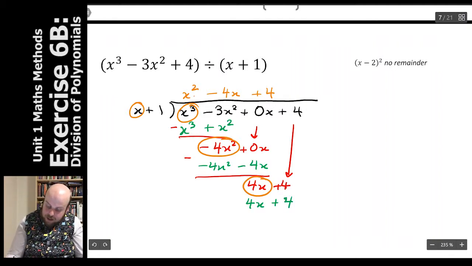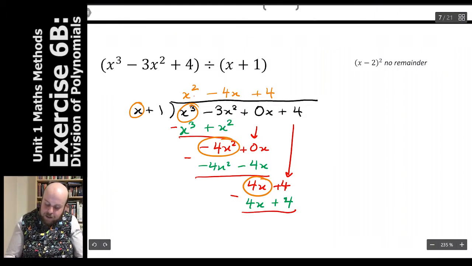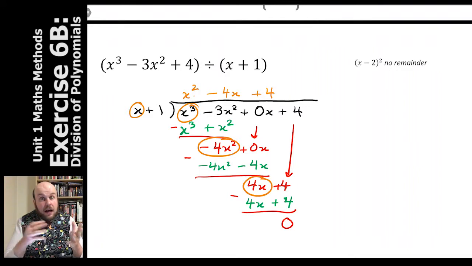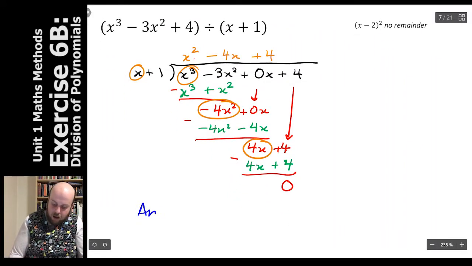Oh, silly me, I dropped that 4 from up there. When I carried down the 4, I accidentally wrote a 1 instead of a 4. So 4x take away 4x is 0. 4 take away 4 is 0. So hurrah, we finally did a division that has no remainder. So my answer, I've got the coughs today, is x squared minus 4x plus 4.